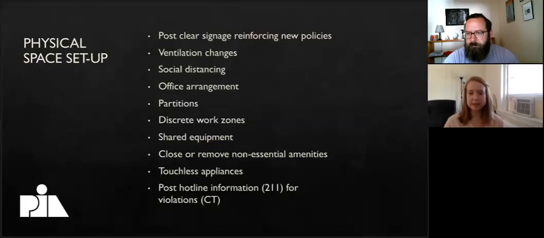When it comes to the physical space within your office, one key is to post clear signage enforcing all the new policies. That includes social distancing protocols, cleaning and disinfectant protocols, PPE protocols, and emphasizing that employees should stay home if sick and all their available sick leave options, including the state mandated sick leave and federal emergency sick leave.